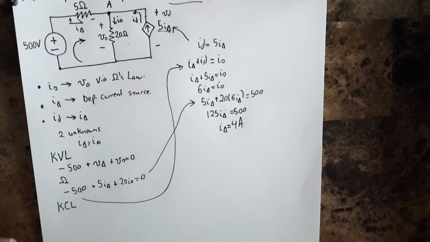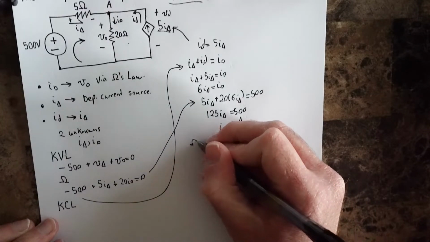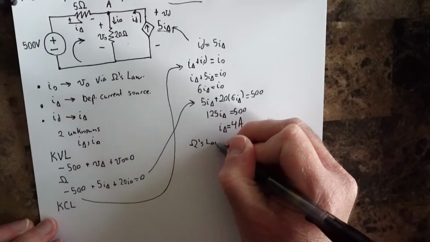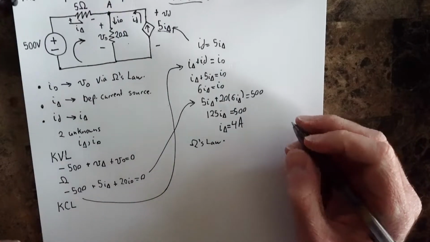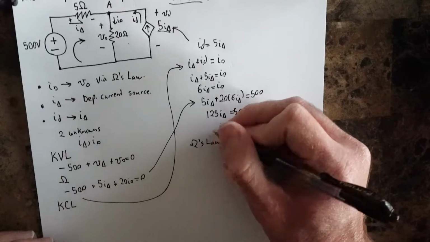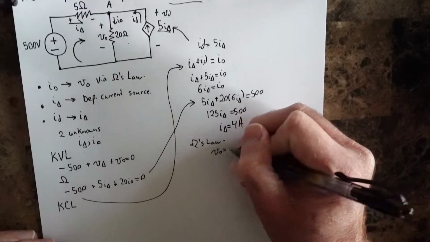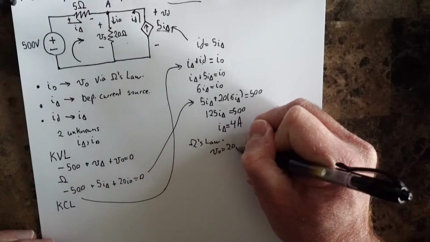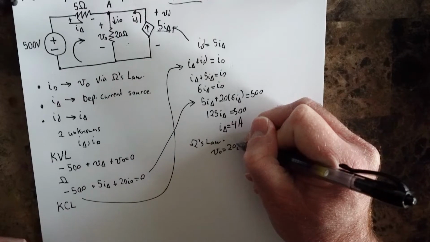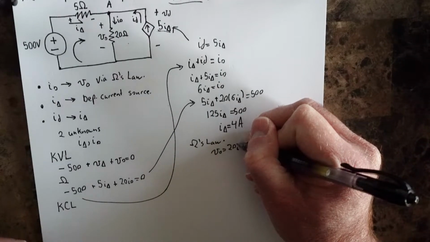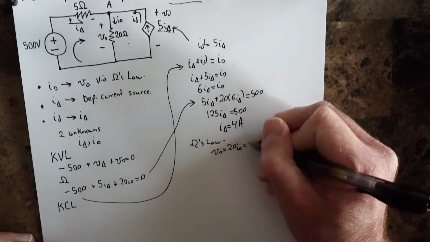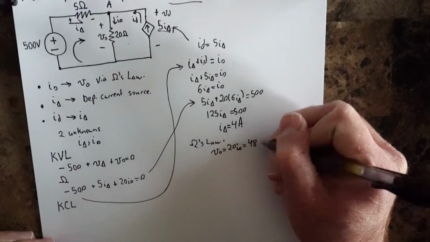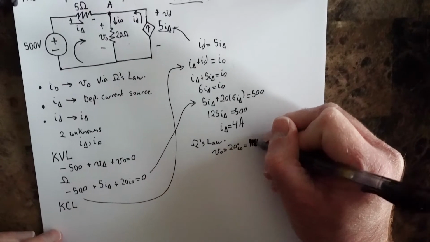Okay, now we just simply have to use Ohm's law, which then will get us V naught is equal to 20 I0, which is equal to 400. Oops, haven't gotten to there yet. Sorry about that.